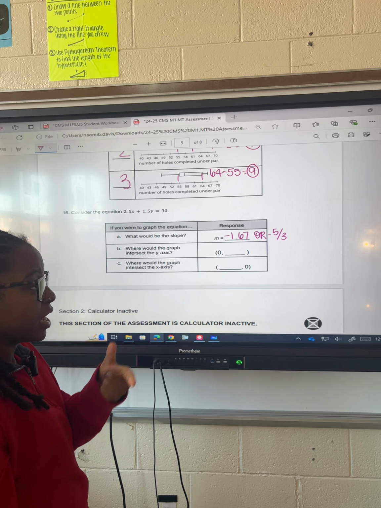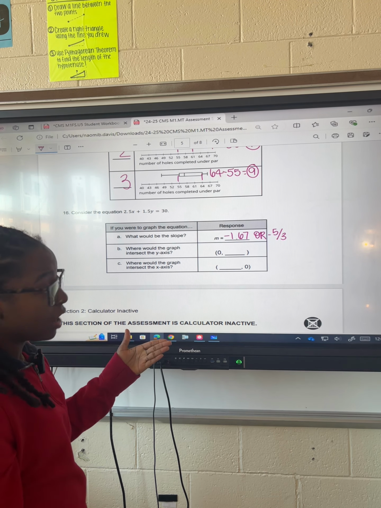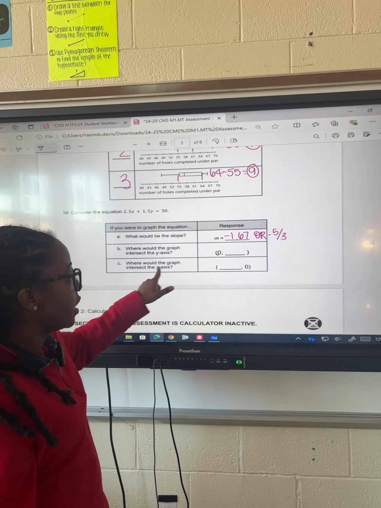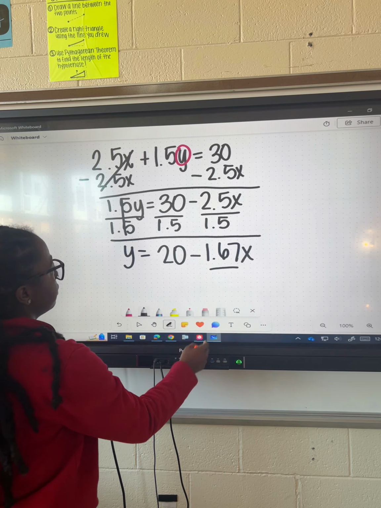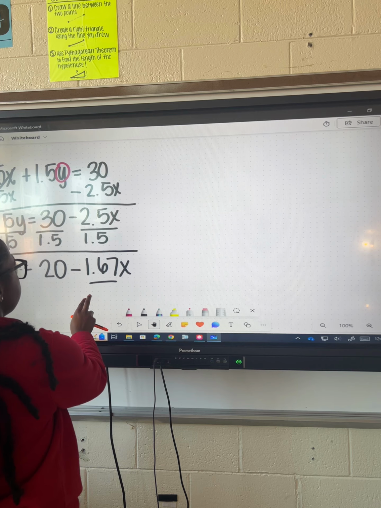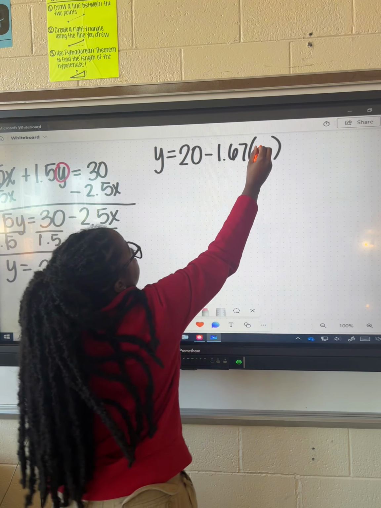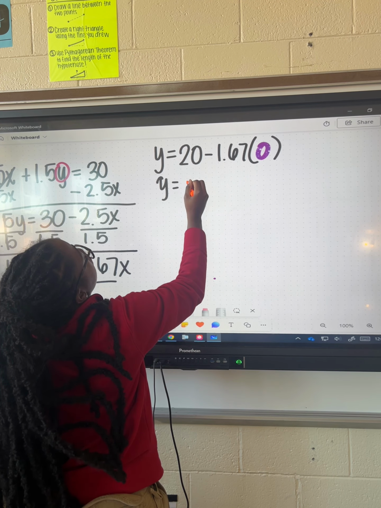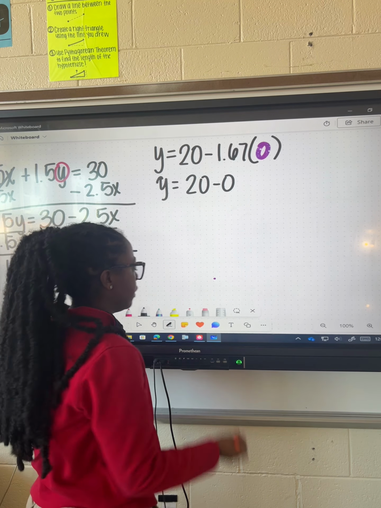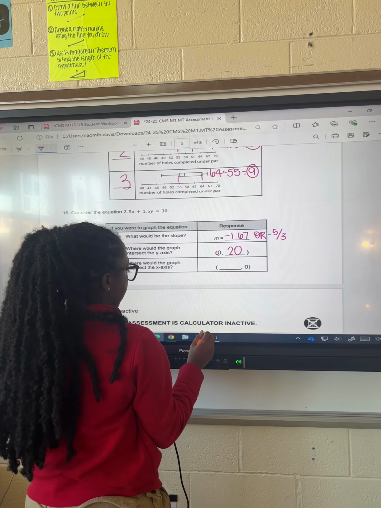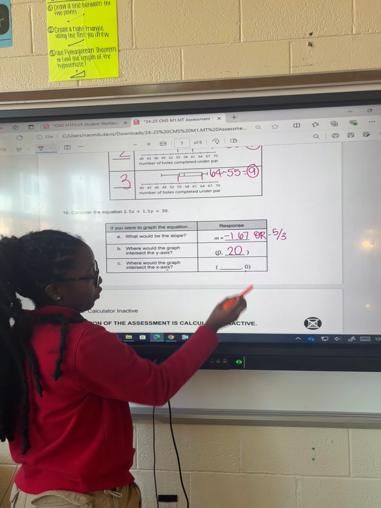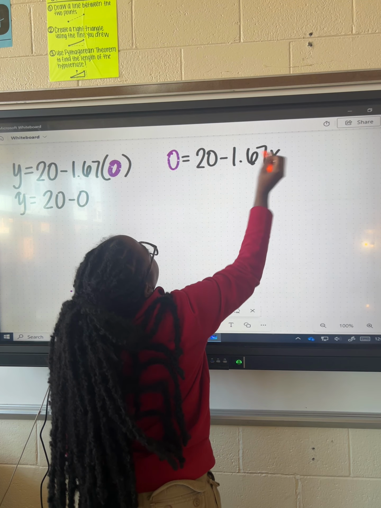Okay? Where would the graph cross the y-axis? Where would the graph cross the x-axis? So all you're doing for that one is plugging in for 0. So you plug in 0 for x, and then you plug in 0 for y. Okay? And remember, I'm going to show you how to do it on Desmos too. So I'm going to use my equation right there. Plug in 0 right here. Equals 20 minus 0, 20. 20 right here. And then if I want to see where it crosses the x-axis, I'm going to plug in 0 for y.